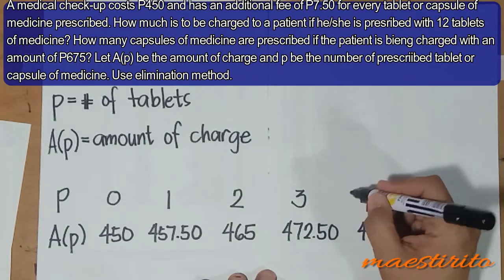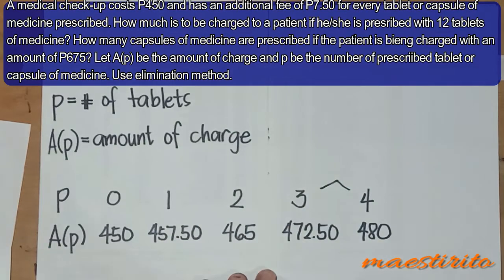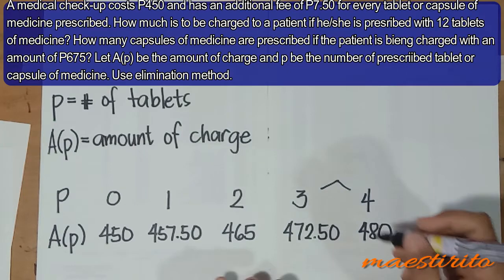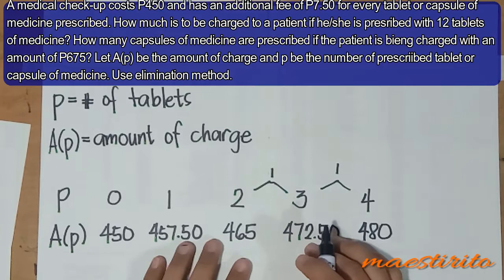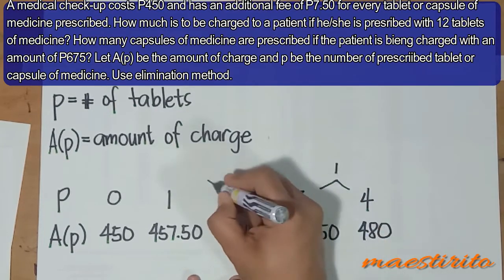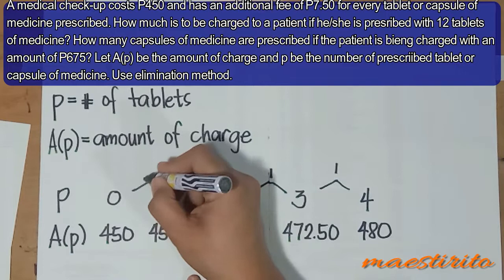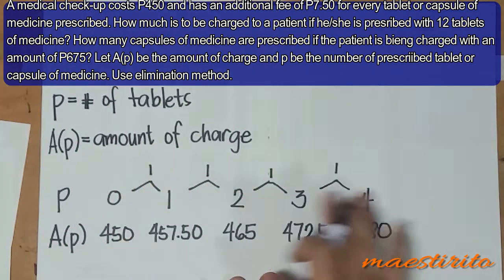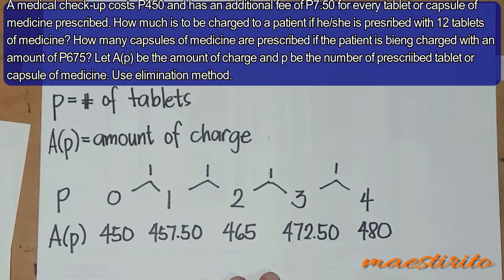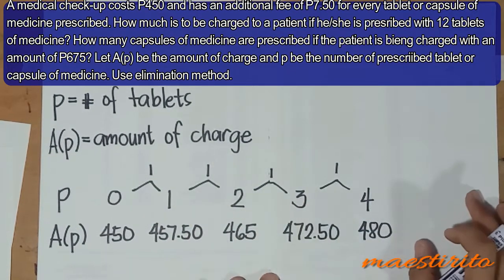Now let us verify if this table of values is linear or quadratic. So the first step, get the first differences of the independent variable, which is the number of tablets. So 4 minus 3 is 1, 3 minus 2 is 1, 2 minus 1 is 1, 1 minus 0 is 1. Okay? Then let us now proceed to the second row, which is about the dependent variable, since we already verified that the first differences of the independent variable are the same.